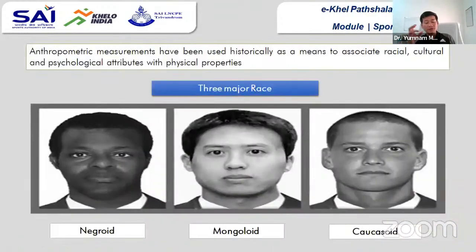This anthropometry technique has historically been used to associate racial classification and psychological attributes with physical properties. So you will find three major races: Negroid, the African population; Mongoloid, the Asian population; and the European population, which we call Caucasoid. There are three major races in the world population.